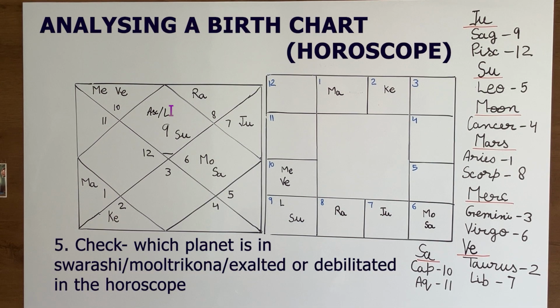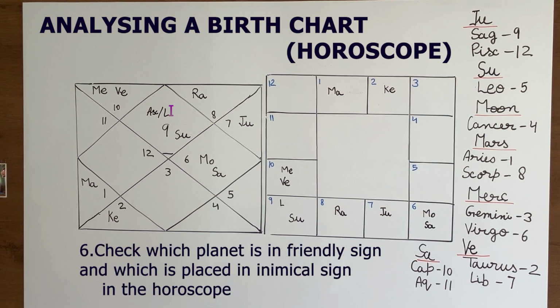Further, check which planet is in friendly sign and which is in inimical sign, that is in the house of enemy sign. If a planet is placed in the house of a friend, it will feel happy and comfortable and will be in a position to give you favorable results. But if it is placed in the house of an enemy, its results will get compromised. Now it will behave in restricted manner. Behavior of planets is to be judged, just like the behavior of human beings.